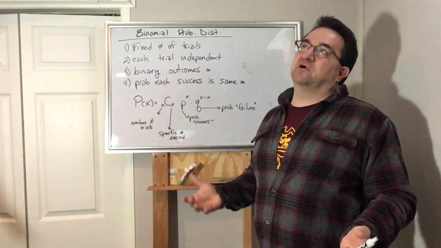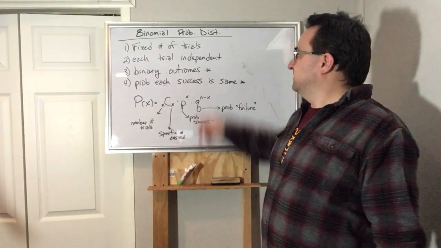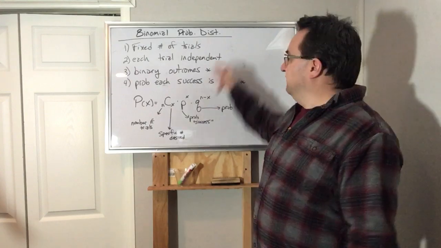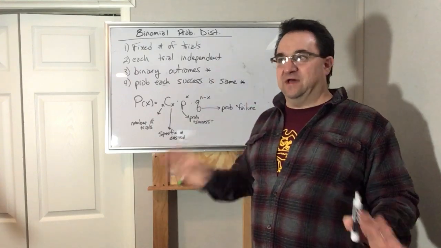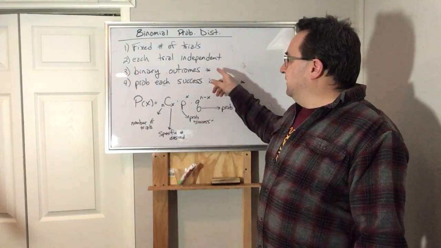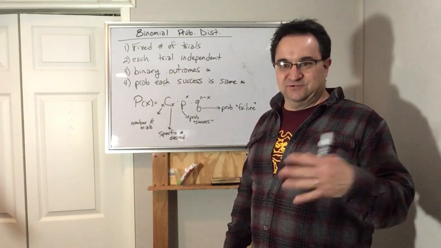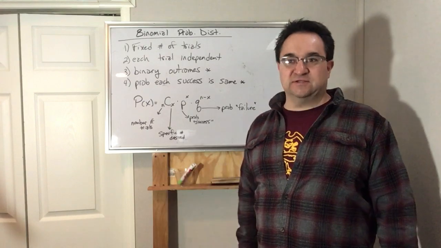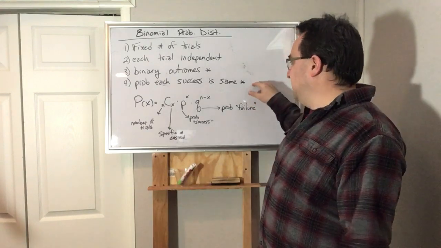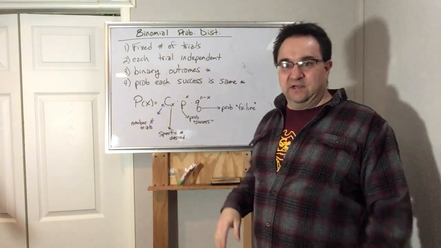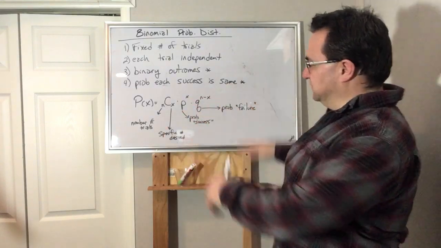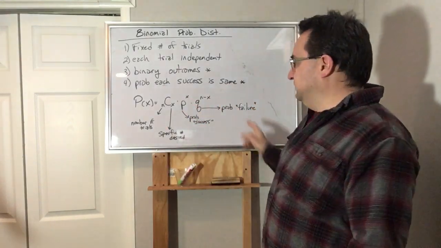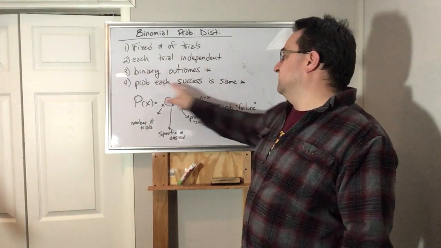That means if I'm flipping a coin 10 times, that's a fixed number of trials. Every time I flip it, it doesn't matter what the last result was. There are only two possibilities, heads or tails. And each time I flip it, there's a 50% chance it's heads. So all these conditions are met. Now, all the problems I give you, those conditions will be met. So your concern is learning this formula.